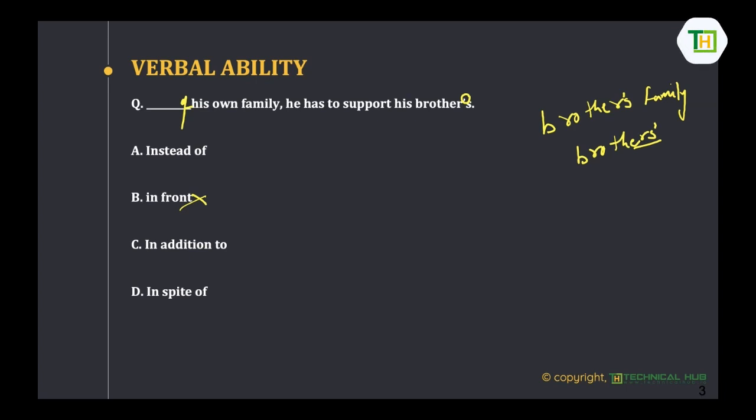Now here, you cannot use instead of his family, his own family. We are not telling you he has to support his brothers leaving their family. If you use instead, it means leaving that. This is wrong here. So in addition to his own family, he has to support his brothers. This also can be correct. In spite of his own family, he has to support his brothers. This could also be correct. But the apt word which fits there is in spite of his own family. Okay, so option D is the right answer.